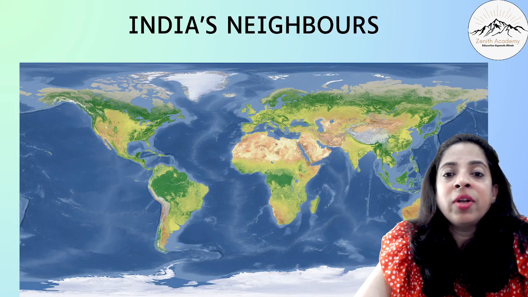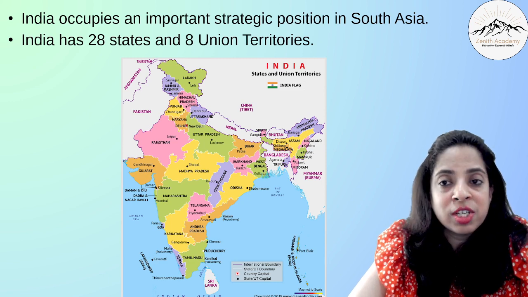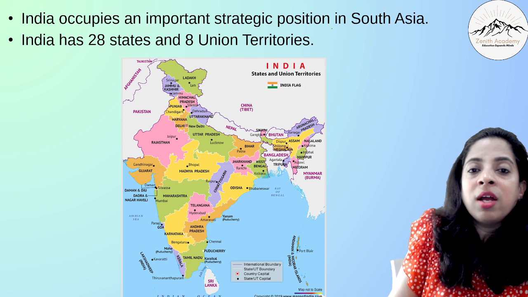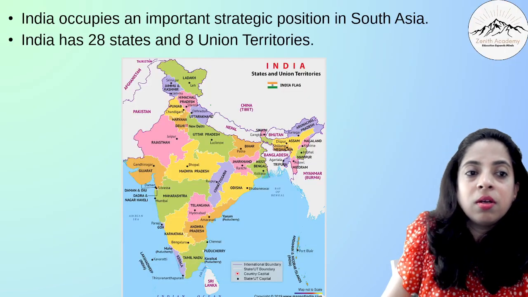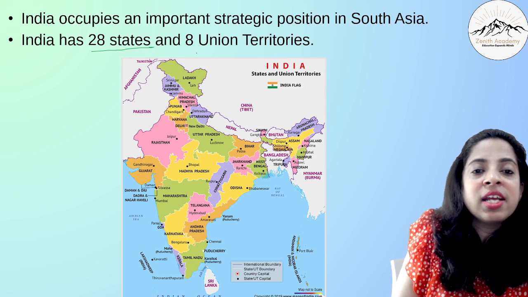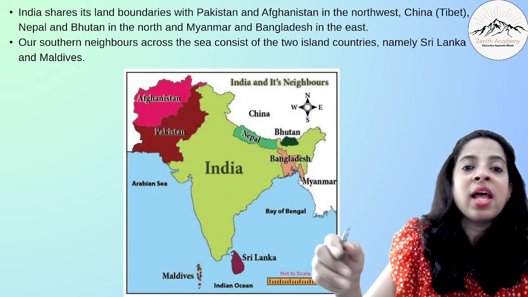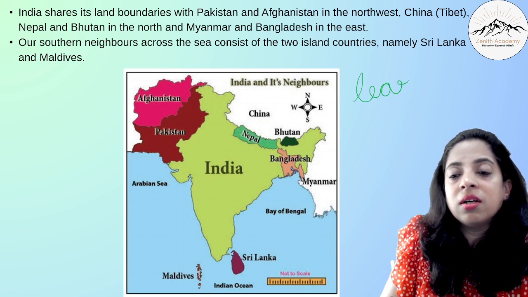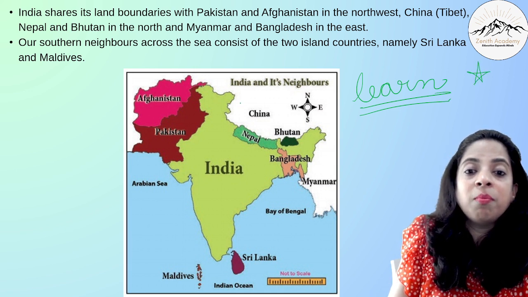Now let's talk about India's neighbors. We know India occupies an important strategic position in South Asia. I have already shown you the position in South Asia. Right? Now India has 28 states and 8 union territories. India shared its land boundaries. You should remember this map very well, learn it very well, the boundaries.